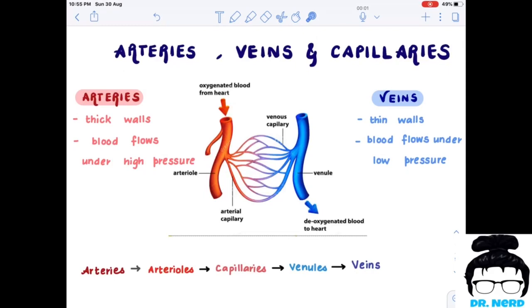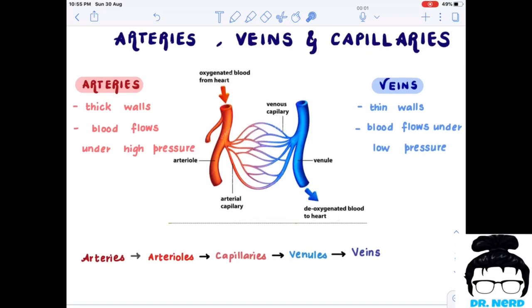To begin with, we studied back in high school that the main difference between arteries and veins is that the arteries have thick walls and the veins have thin walls. Inside the arteries, the blood flows under high pressure, and inside veins, blood flows under low pressure. Now, the arteries divide and divide to form arterioles. These arterioles further divide to form capillaries. Capillaries are only one cell thick. These capillaries join to form venules, and finally the venules join to form veins, and the veins carry blood towards the heart.